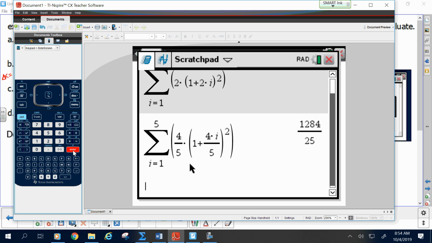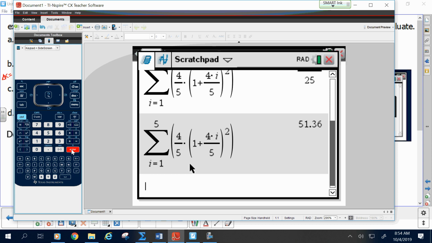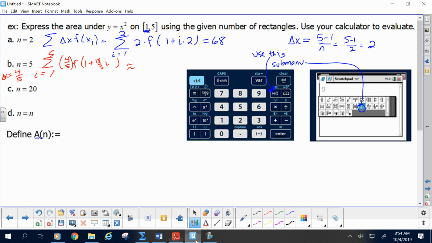I get 1,284/25, or 51.36. Okay. This is 51.36. All right, it was less, like I expected. Cool. Now would you try the same thing for 20?